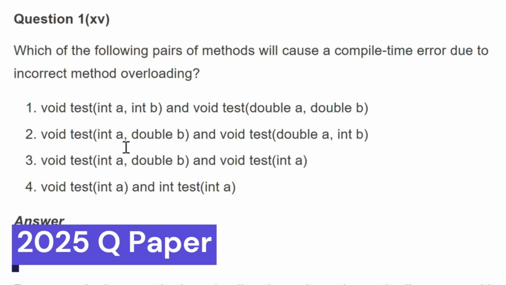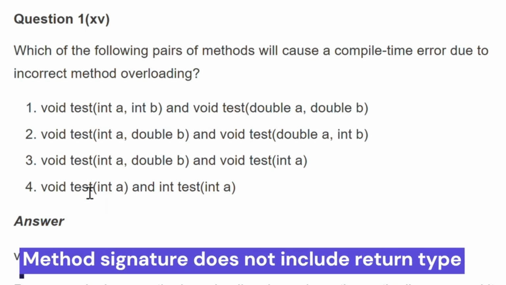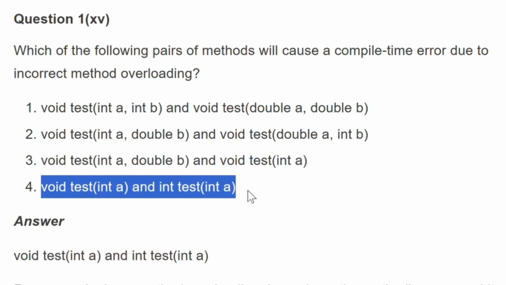Here int a, double b, double a, int b. Order of parameters different. So this is your different signature. Int a, double b, int a. Number of parameters different. So this is a different signature. Here int a, same parameter and same type of parameter. Test, same name. But return type void and int. Return type is different. But return type is not included in the method signature, so it is an error or syntax error.